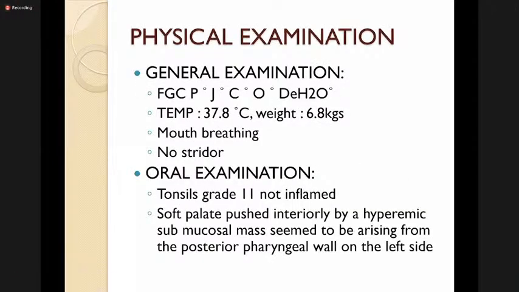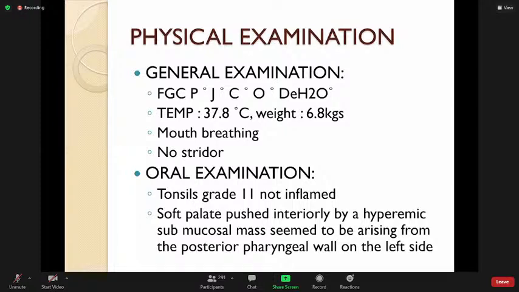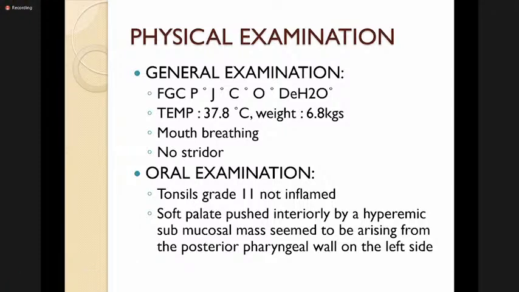So on examination, what did we find? We find a patient who is in fair general condition, has a mild fever of 37.8, weighs 6.8 kilos, which is underweight. There's obvious mouth breathing. There is no stridor. The tonsils are grade 1 and grade 2 and not inflamed. On the soft palate, we noticed that it is pushed inferiorly by a hyperemic submucosal mass seeming to arise from the posterior pharyngeal wall on the left side.